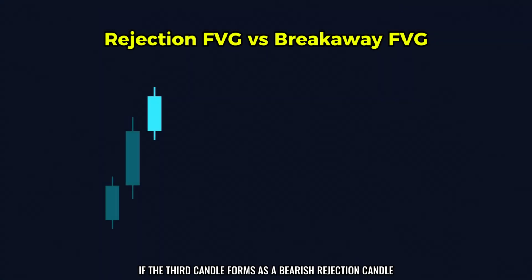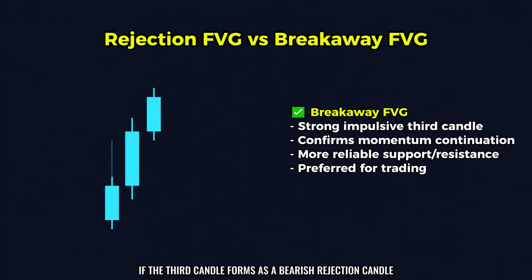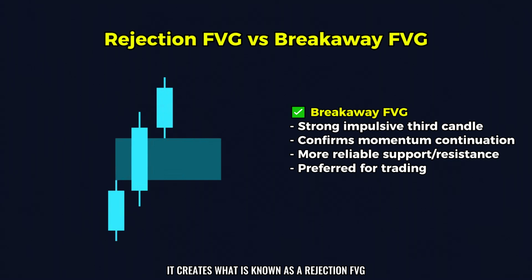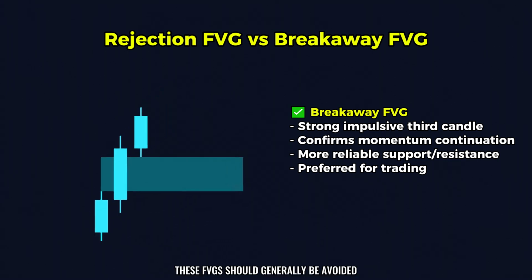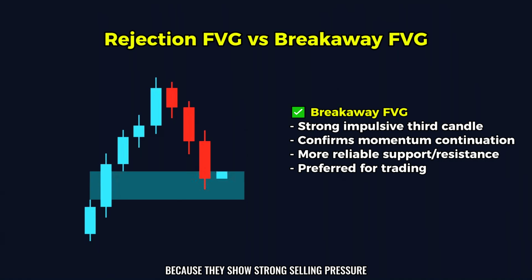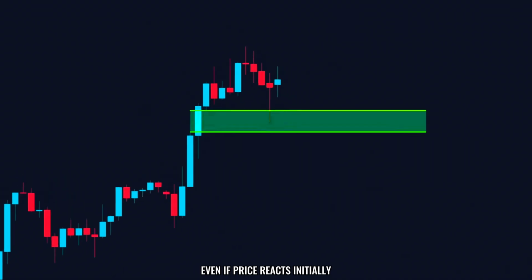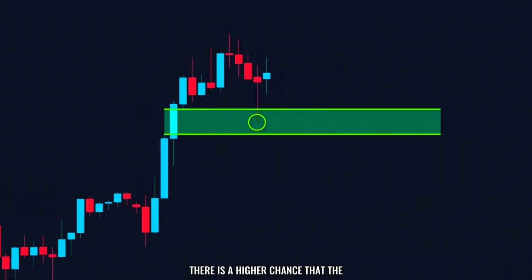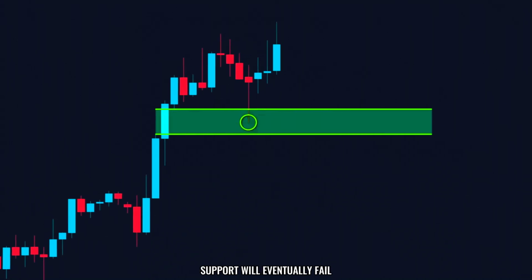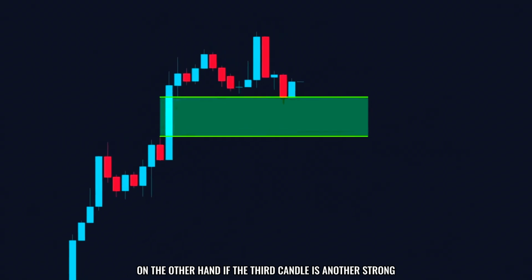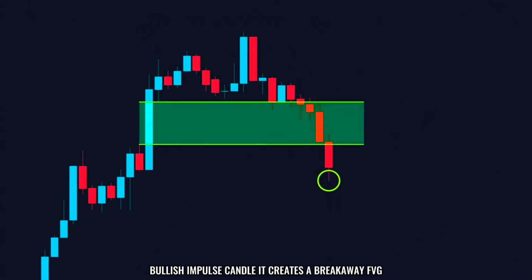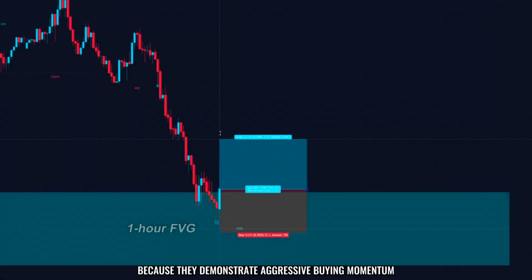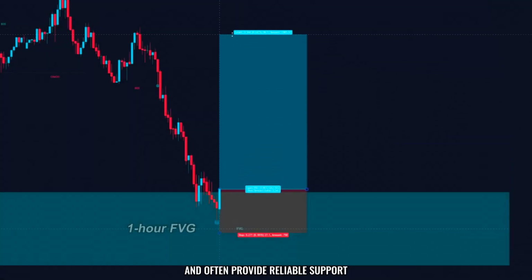If the third candle forms as a bearish rejection candle, it creates what is known as a rejection FVG. These FVGs should generally be avoided because they show strong selling pressure. Even if price reacts initially, there is a higher chance that the support will eventually fail. On the other hand, if the third candle is another strong bullish impulse candle, it creates a breakaway FVG. These are typically much stronger because they demonstrate aggressive buying momentum and often provide reliable support when price revisits them.